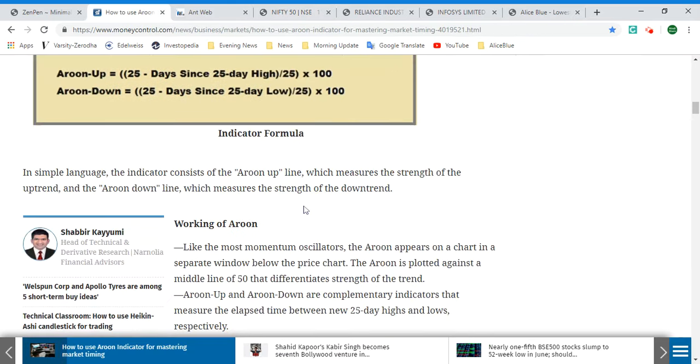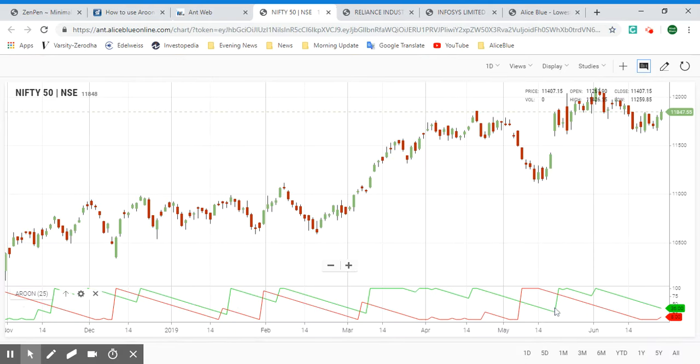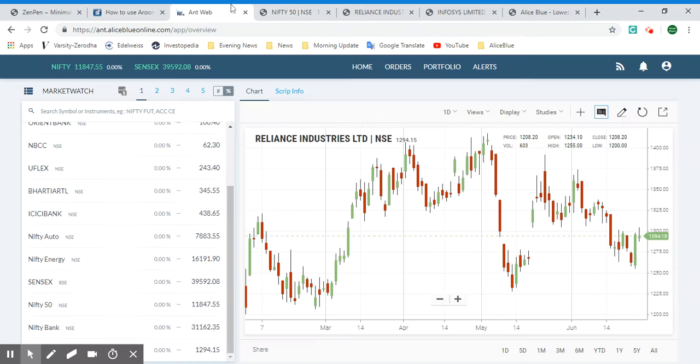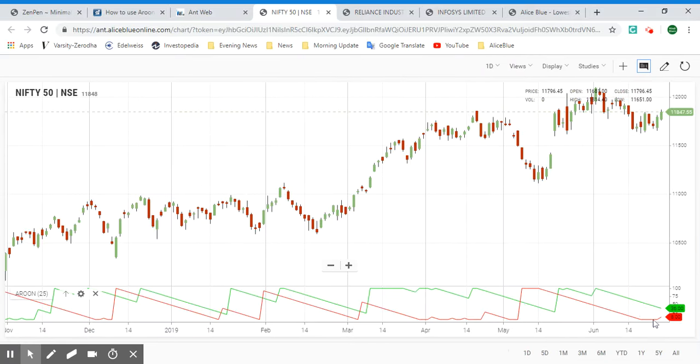Okay, so let's see some more explanation of this. In simple language, the indicator consists of the Aroon up line, which measures the strength of the uptrend, and the Aroon down line, which measures the strength of the downtrend. This green line is a measure of the strength of the uptrend. Since this is below 50, we can say the strength of the uptrend is very low. And since the red Aroon down is also below here, we can say this is basically on an even scale and very shaky, volatile.